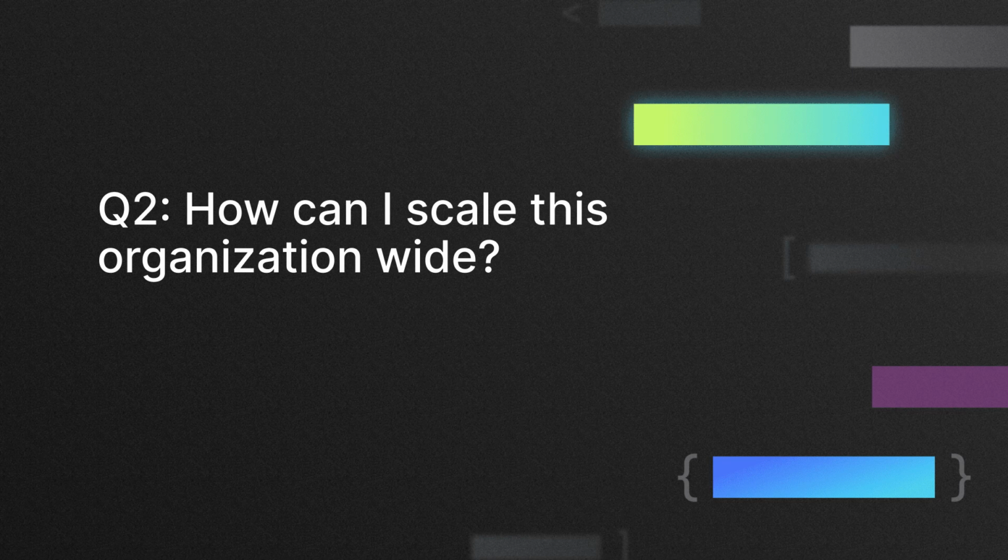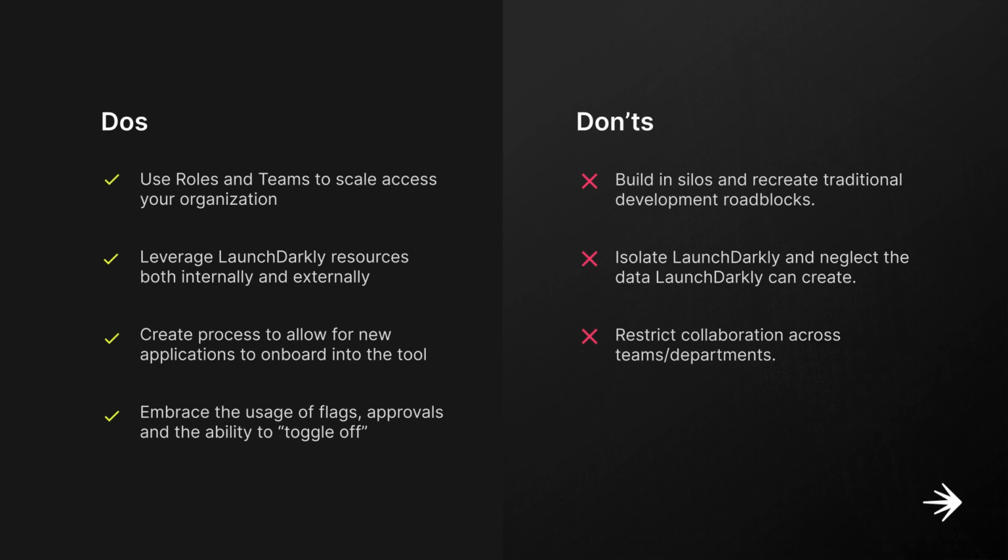The second question is, how do you scale this organization-wide? So beyond just your team, beyond just your organization, and touching on several different teams. All right, on the left-hand side, we have the do's, and on the right-hand side, we have the don'ts of scaling this organization-wide. Using roles and teams is the best way to scale access to your organization. If a new team wants to use LaunchDarkly, you'll be able to assign those custom roles and create those teams as needed pretty seamlessly.